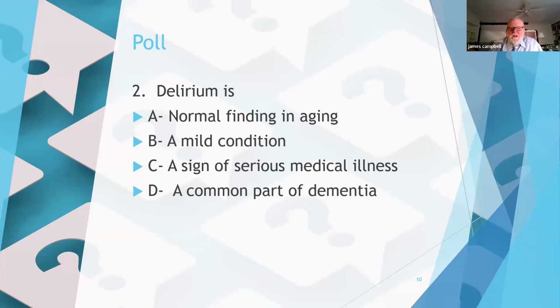So as we move to delirium, let's ask a couple of questions first. Is delirium a normal part of aging, mild, serious, or a common part of dementia? We'll have Darian open up the chat again, or that poll. Few more seconds.